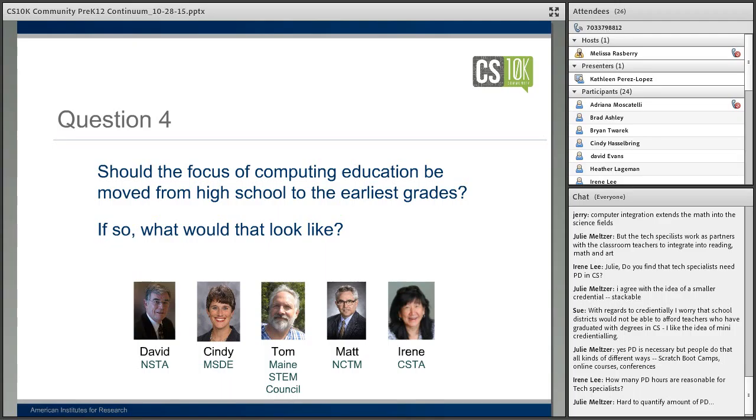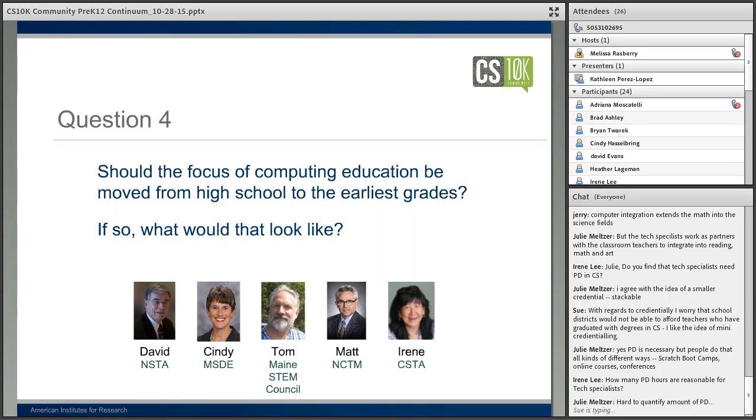So moving on to another question, should the focus of the computing education be moved from high school to the earliest grades? This was a question Tom brought up months ago, that the focus now seems to be mostly on high school courses, but should it be moved to earlier grades? And if so, what would that look like?